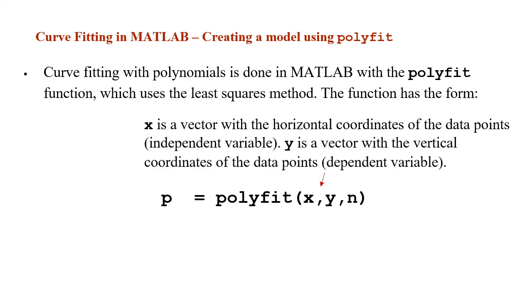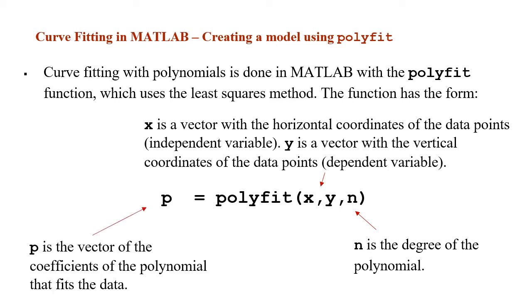So basically, x and y are the horizontal and the vertical coordinates respectively of the given data points. So x is the independent variable and y is the dependent variable. And n here is the degree of the polynomial for the model you want to figure out. And p is a vector containing the coefficients of the polynomial that fits the data.